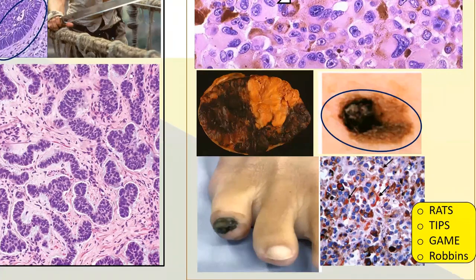This is another picture over here. I think it's a lymph node which is showing multiple deposits of tumor cells with melanin pigmentation.